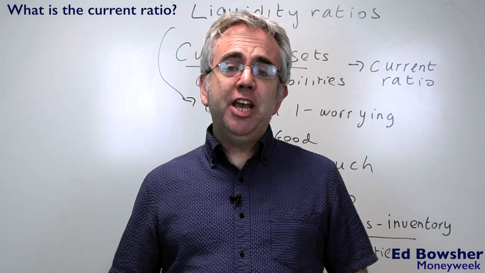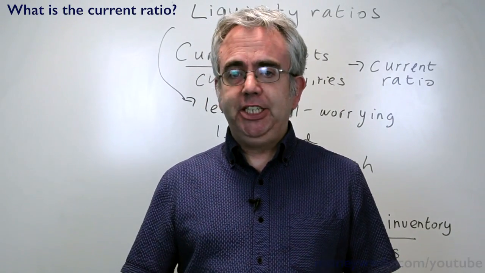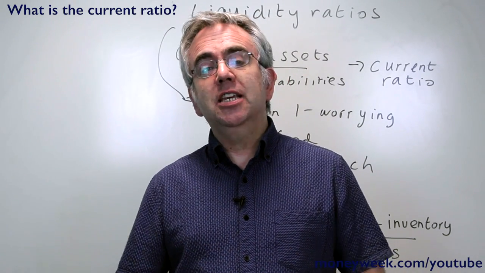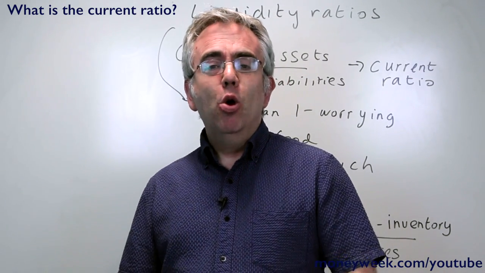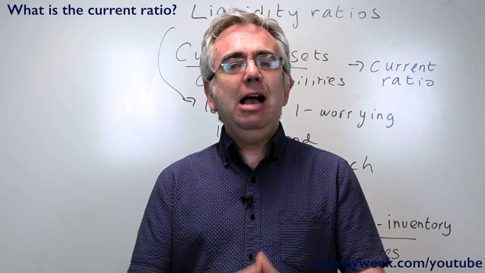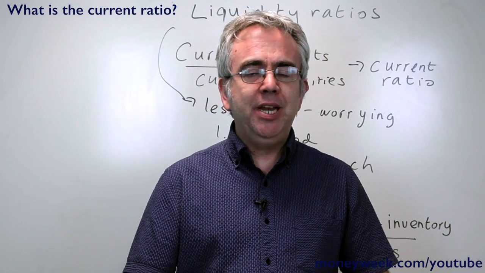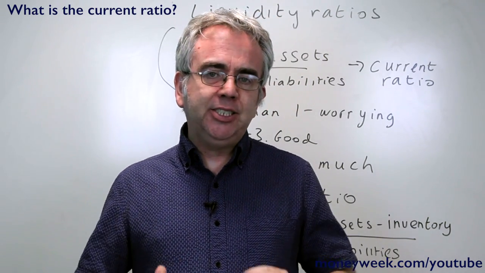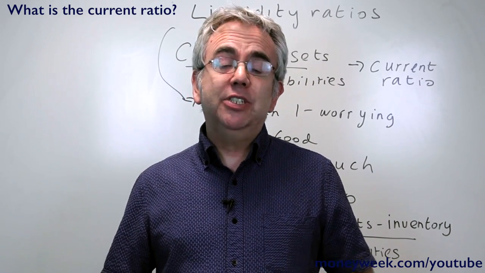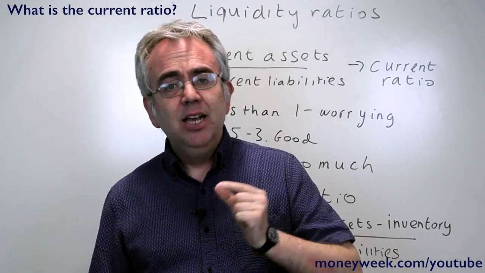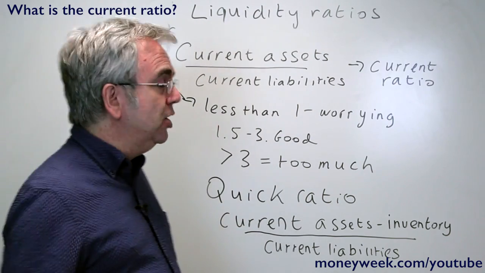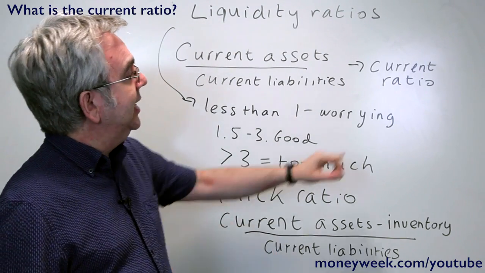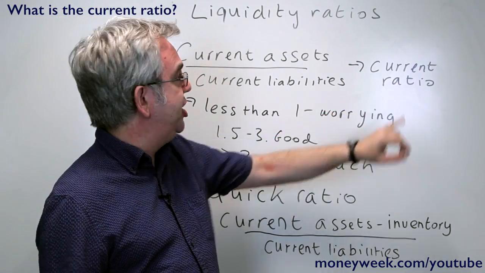Hi, in this video I'm going to look at a couple of ratios that help you look at a company's liquidity. Or to put that another way, how sure can you be that this company will get through the next year's trading without any difficulty? So the best known ratio for looking at this kind of liquidity is called the current ratio.